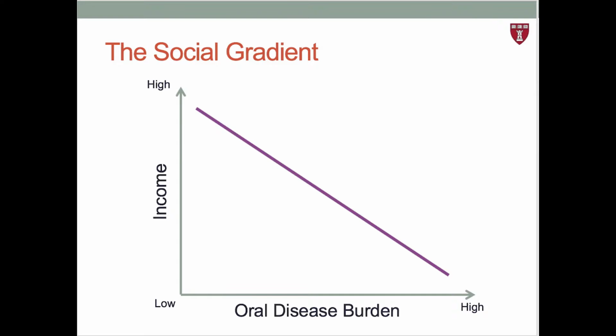Now, this graphic here is a simple visual to demonstrate the social gradient. It should be noted that this gradient exists on an individual level but may not hold true at the community or population level.